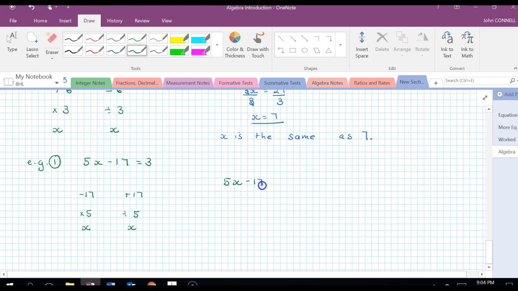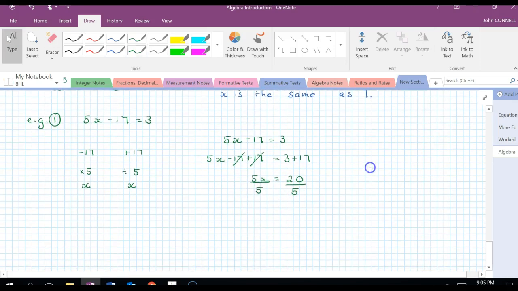So 5x take away 17 is the same as 3. So then I'm going to add 17 to both sides, and that means I'm going to get something that's the same. So those 17s are going to cancel, so then 5x is going to be the same as 20. Then to work out what x is the same as, I can go through and divide by 5. So if I divide both sides by 5, those 5s cancel as common factors, so x is the same as 4.